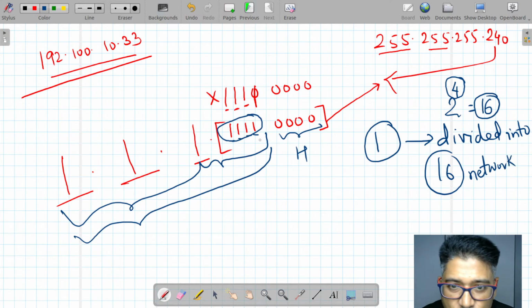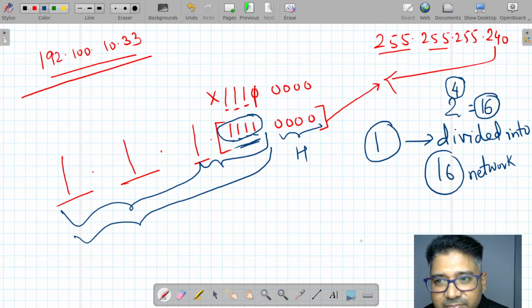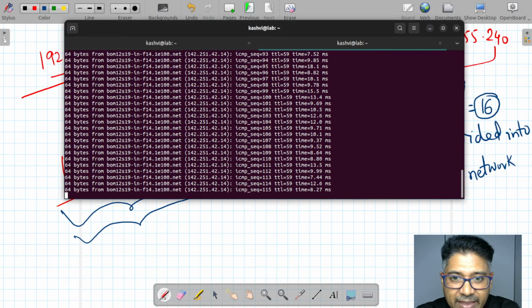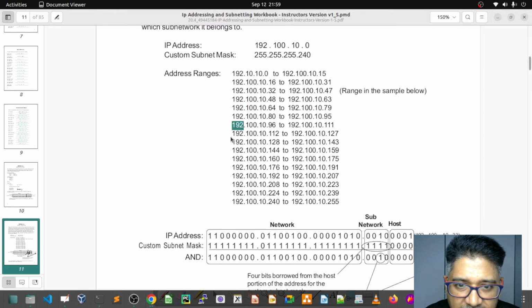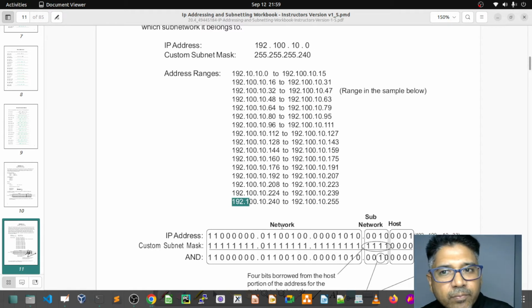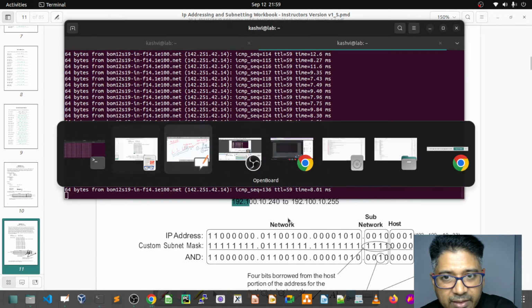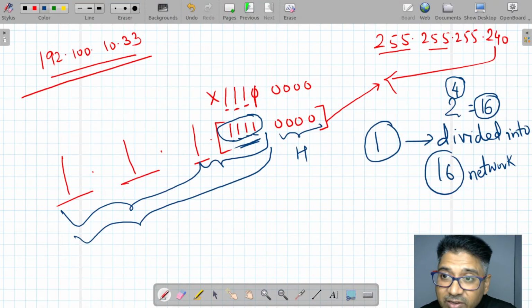Okay, because they borrowed 4 bits from the host to the network. That's why they are showing you in the workbook that if you count, there are 16 networks. One network, two, third, fourth, 5, 6, 7, 8, 9, 10, and so on. You will see the 16 networks. Clear? Understand? So let's understand.